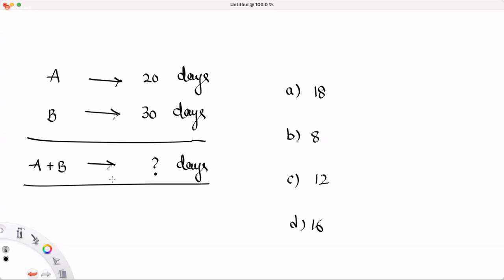We can do one thing here. You can use a common sense point. All are doing the same work. A can do some work in 20 days, B can do the same work in 30 days. So let me do it like this.